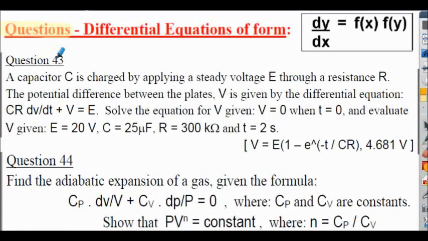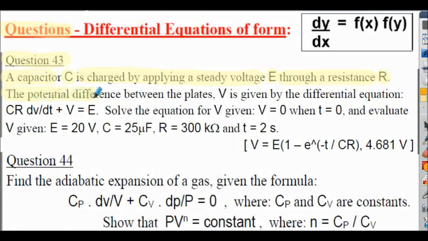Questions continued. Questions 43 and 44 are descriptive questions. Basically the same approach to solution as per all the previous questions, but we have to extract the information from the question. So question 43, a capacitor, you'll see, is charged by applying a steady voltage, symbol capital E here, to a resistance, capital R.